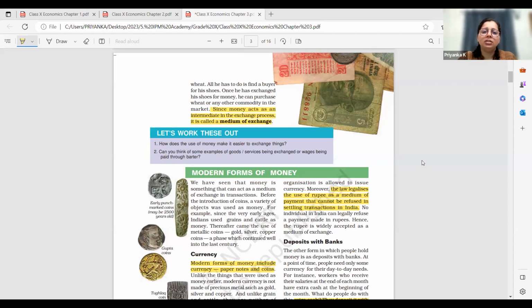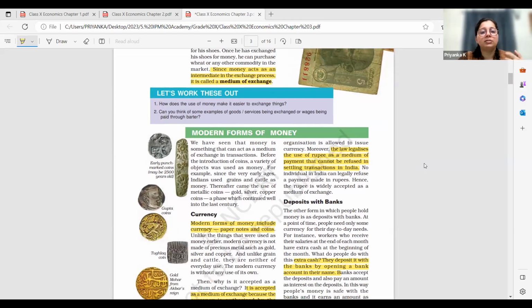And in the modern era, the most common forms of money are currency and deposits with banks. In previous decades, currencies were silver coins, gold coins, metallic coins, etc. But nowadays we don't have such gold and silver coins. We do have metallic coins, but mostly it is paper notes and coins.